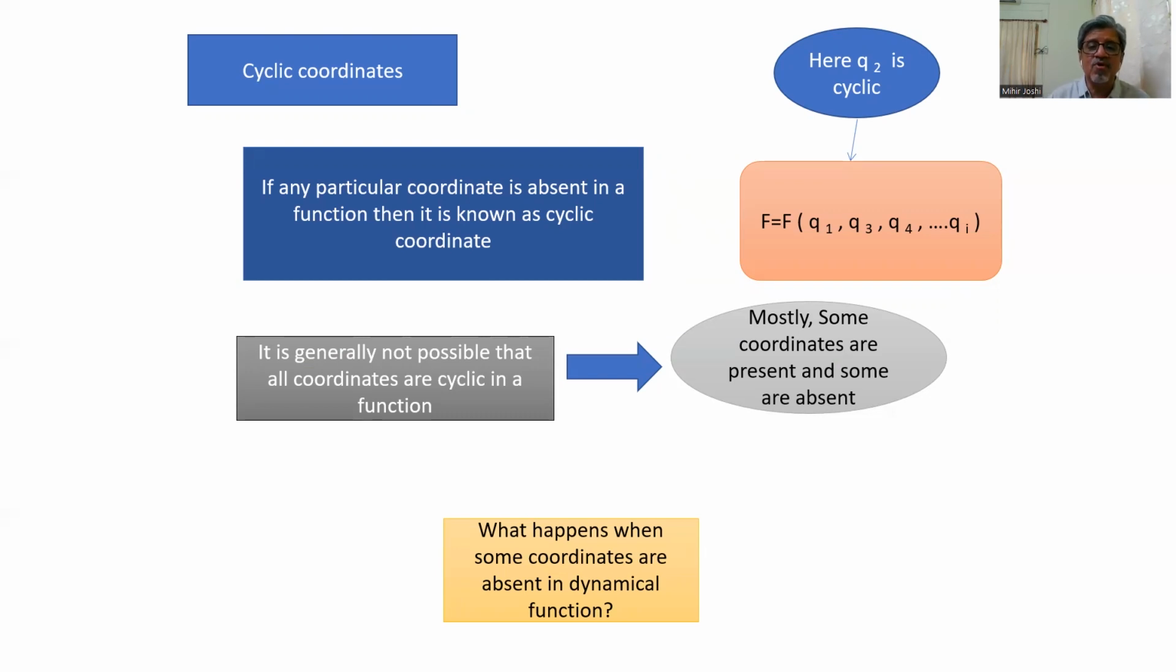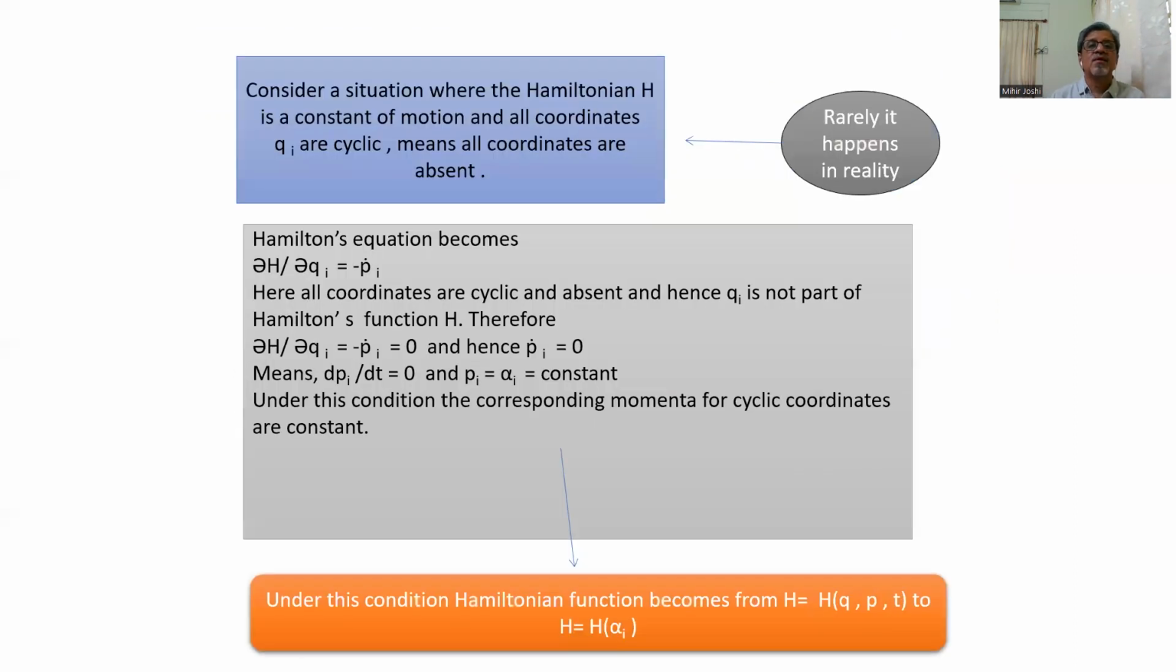Then what happens when some coordinates are absent in a dynamical function? So we try to understand that situation. Now consider a situation where the Hamiltonian H is a constant of motion and all coordinates qi are cyclic, meaning that all coordinates are absent, and that rarely happens in reality. So we try to understand what happens.